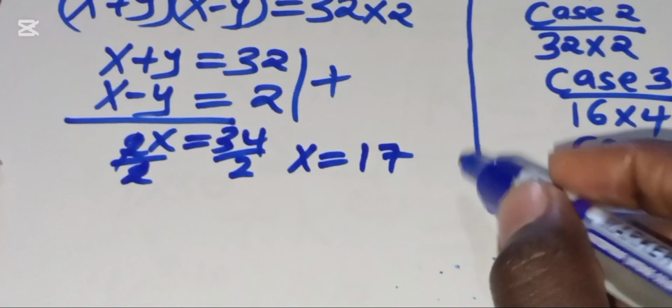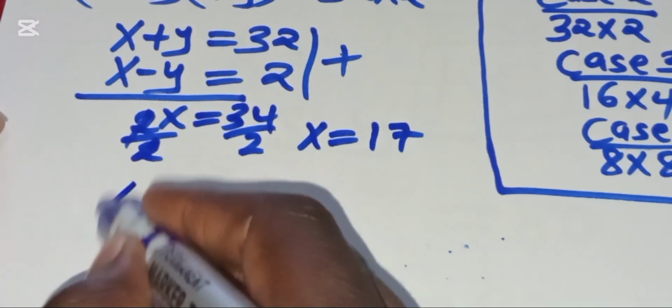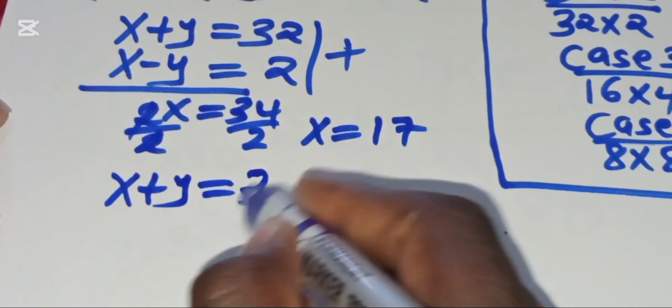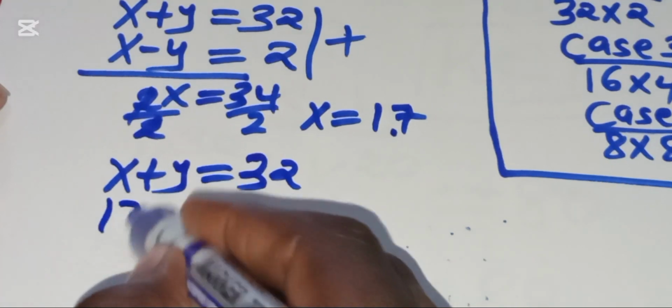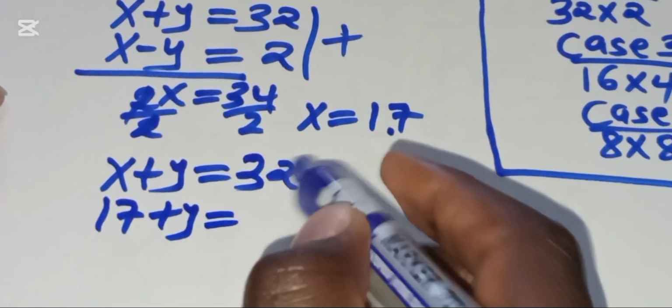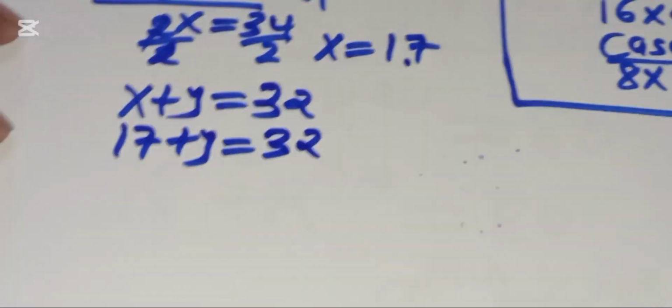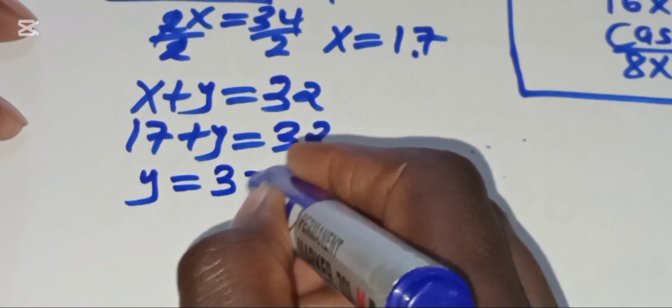We can solve the corresponding value of y. We have x plus y equal to 32. So let's substitute the value of x. We have 17 plus y equal to 32. From here, we're going to say y is equal to 15.